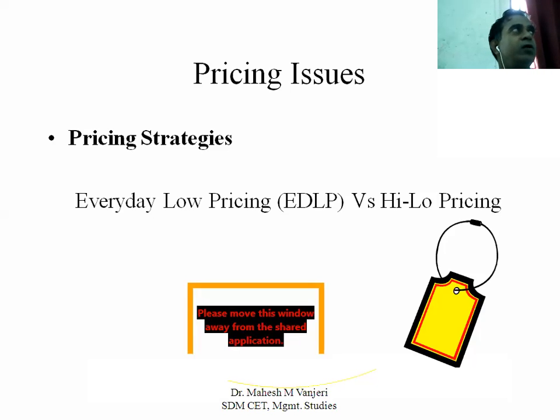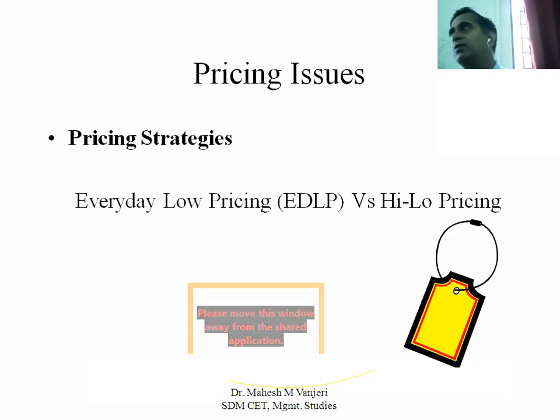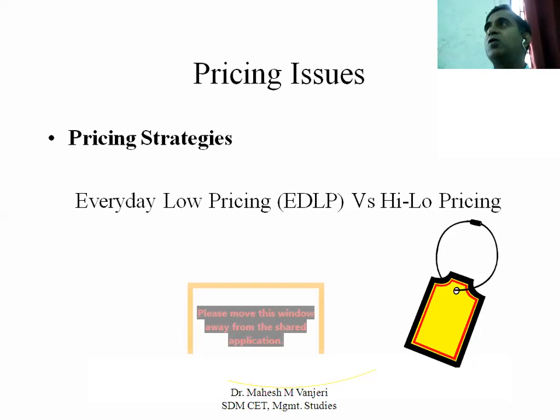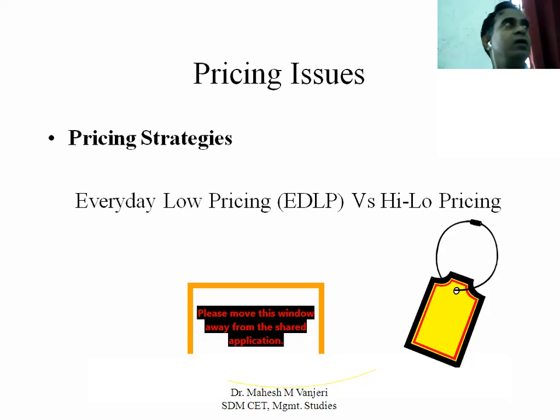Basically there are two pricing strategies. One is EDLP, everyday low pricing. The same price is charged all 365 days a year, which is below MRP. High low pricing is when a retailer gives discounts, thereby reducing the price, during the offer period. And once the offer days are over, the merchandise is sold back at MRP. That is high low pricing, which is adopted by most of the retailers.